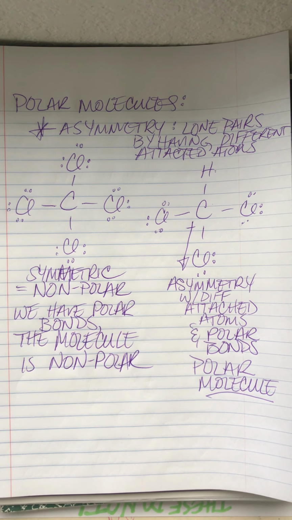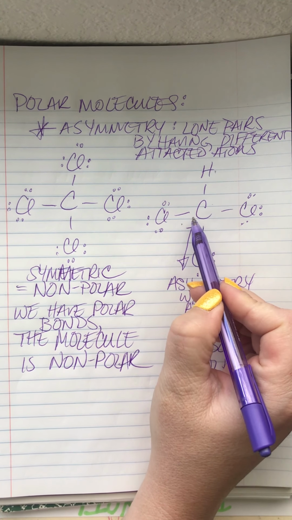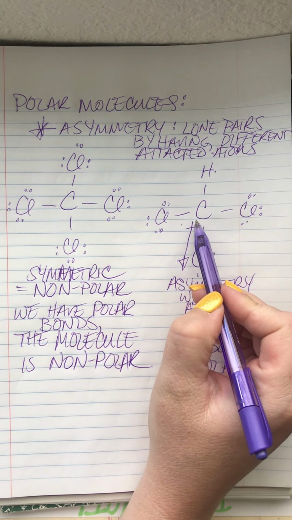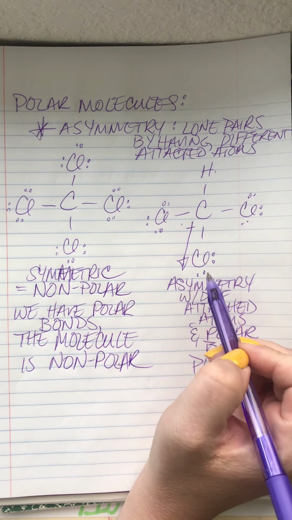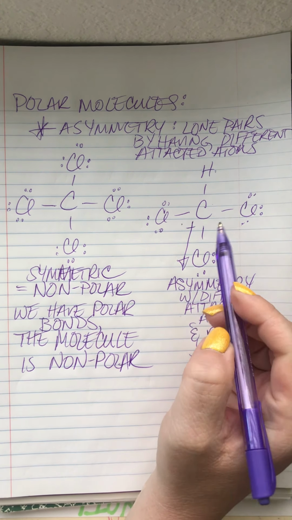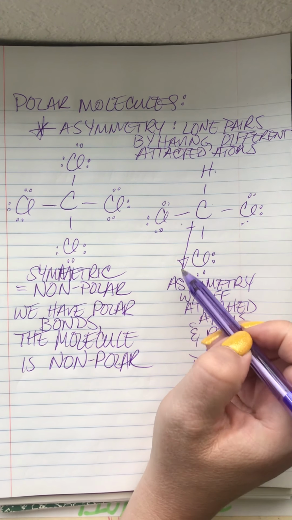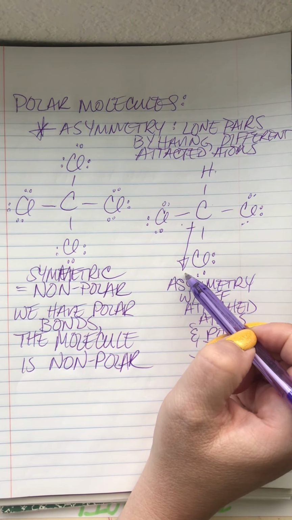Is that a positive going down on the second one? The positive is by carbon, right? Because carbon is less electronegative than chlorine. Okay. So the positive end is always the butt of the arrow. The tip of the arrow is always the negative end.